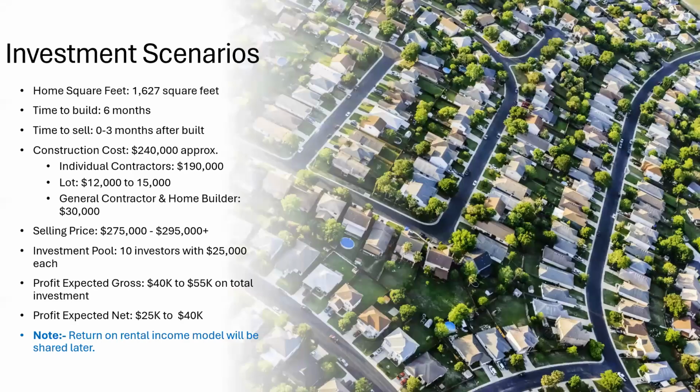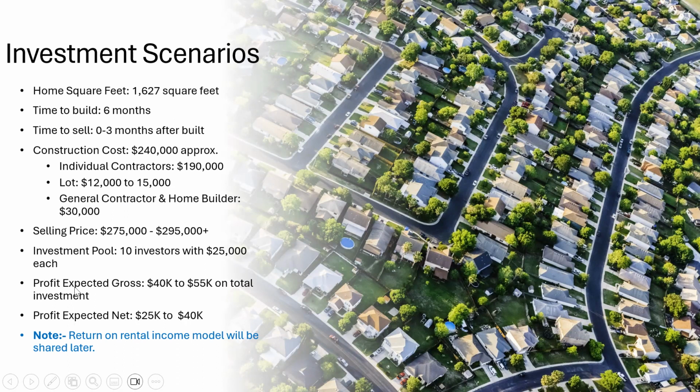So the investment scenario over here is a 1627 square feet home, time to build 6 months, time to sell 0 to 3 months. Construction cost is almost 240, which includes the land cost, the individual contract cost, and then the general contractor and home builder. So we have a 30,000 cost. After all this, it's around 235 to 240K, and the expected selling price is 275 to 295.